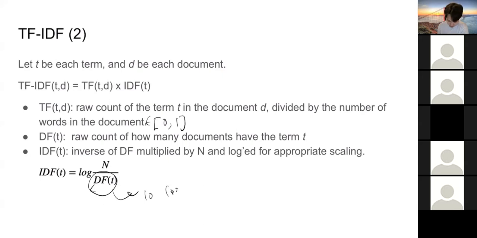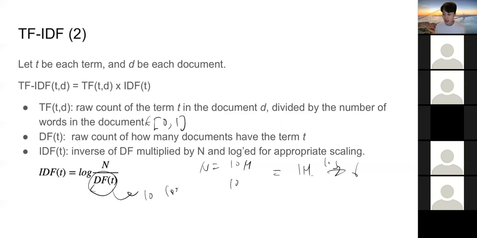Suppose that N was 10 million and DF was 10, then this will be just 1 million, right? And if you take log of 1 million, if the log base is 10, then it becomes just 6. Of course, usually we don't take base 10 log, we usually take natural log, but still you get the point, right? So that's the point of having this log, but the other things are quite straightforward. We're just trying to penalize if you have high DF.